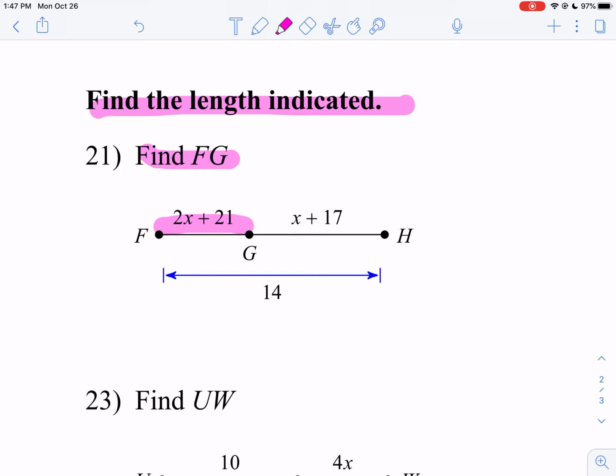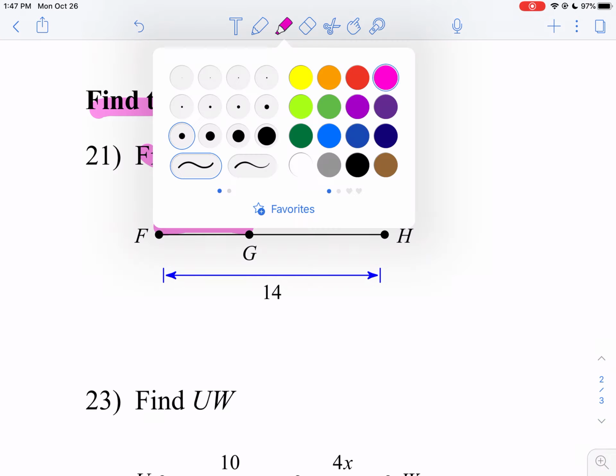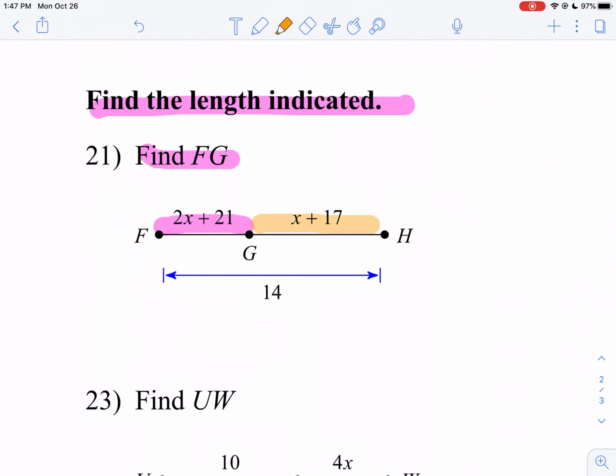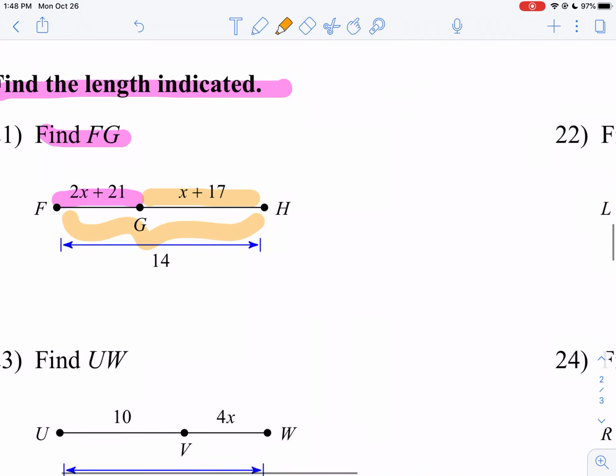So to find out how long that is, you must set up the problem, you must solve for X, and then you need to do your substitution into 2X plus 21, whatever the value of X is, and find out how long it is, okay? I will just go ahead through the process, and hopefully you will be able to do the problems after this example or another one. So you have FG plus GH must be equal to FH. I'm going to write that down. FG plus GH is equal to FH.